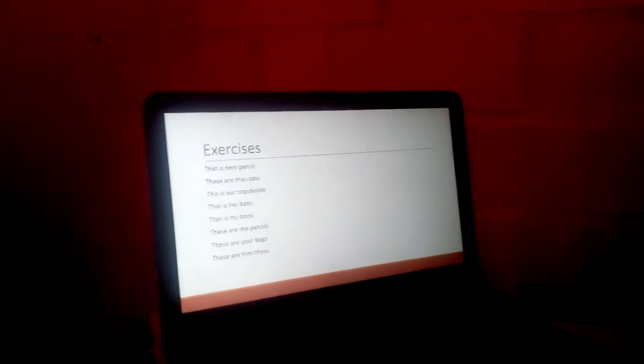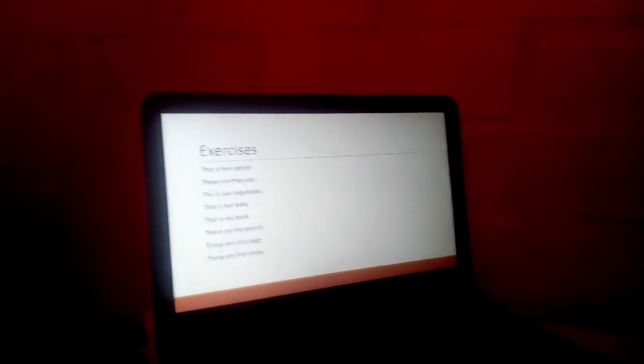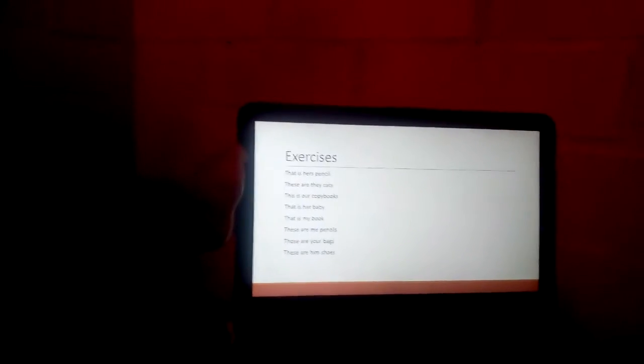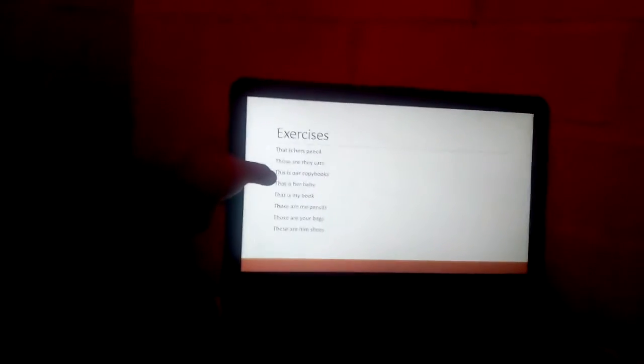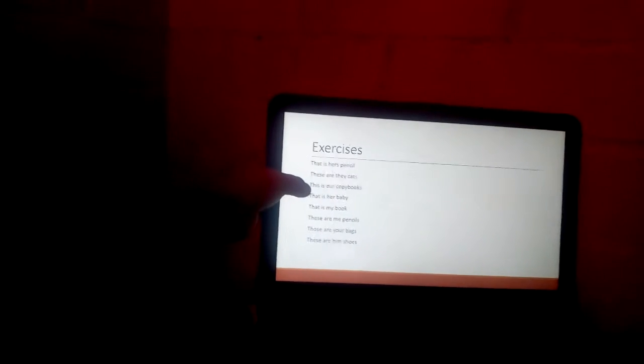Yes, it is. It is because the mistake in that sentence is that it has a pronoun instead of the possessive adjective. Okay, the next one. So it would be: these are their cats. Okay. And the next one for you. Is it correct?